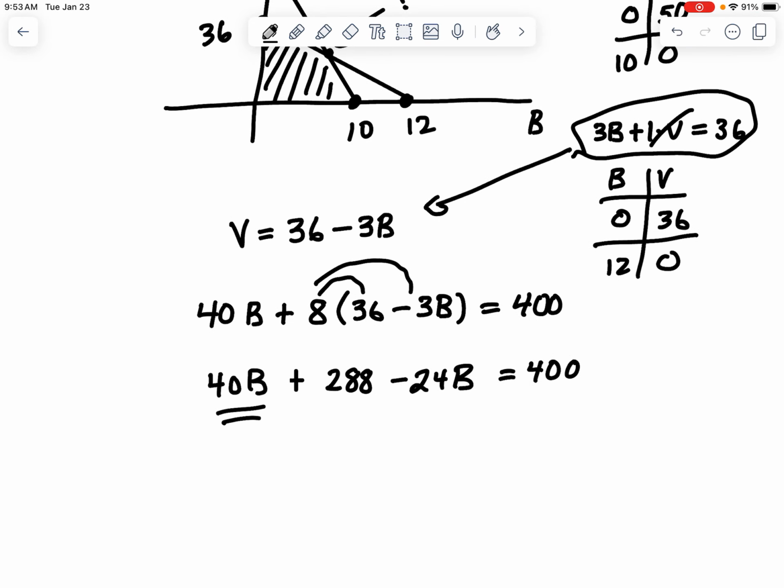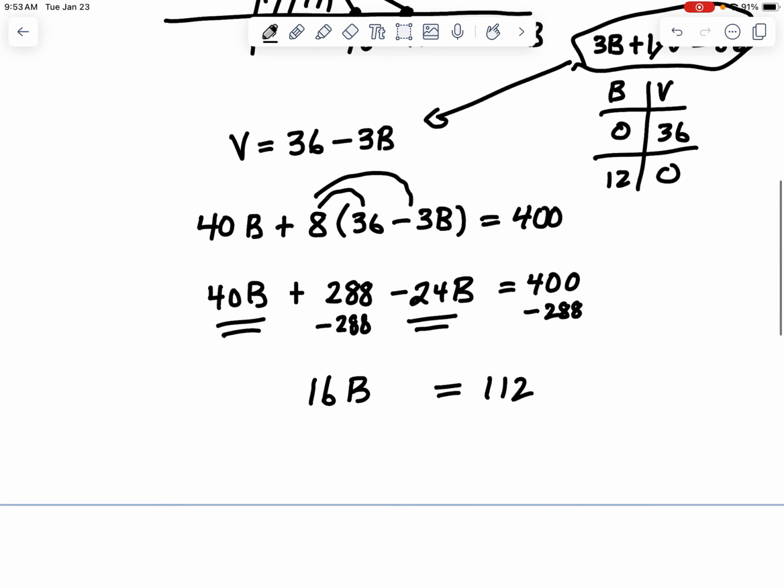So if you collect the b's together, that's going to be a grand total of 16b. And then subtract 288 from each side. And 400 minus 288, that would be 112. And then just divide both sides by 16, and b equals 112 divided by 16.